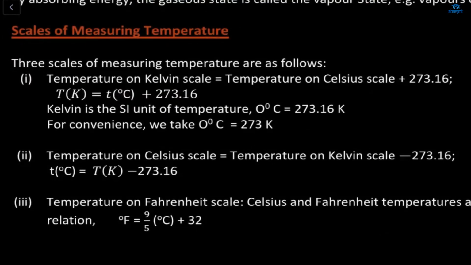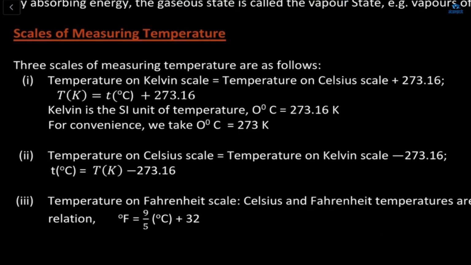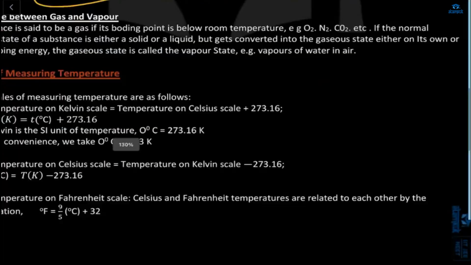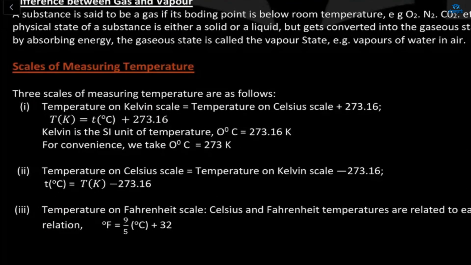The last thing that I'm going to discuss is the scales of measuring temperature. This is also very important. With the help of these three formulas, you will get lots of numericals. In the next lecture, we will discuss all the numericals based on these three formulas. First, we will discuss the formulas. Here, the temperature on Kelvin scale is the temperature on Celsius scale plus 273.16.